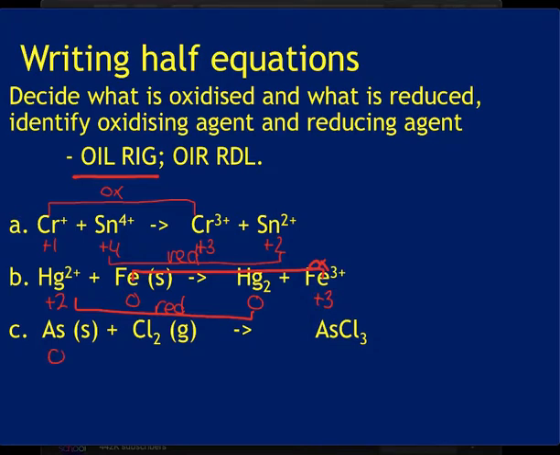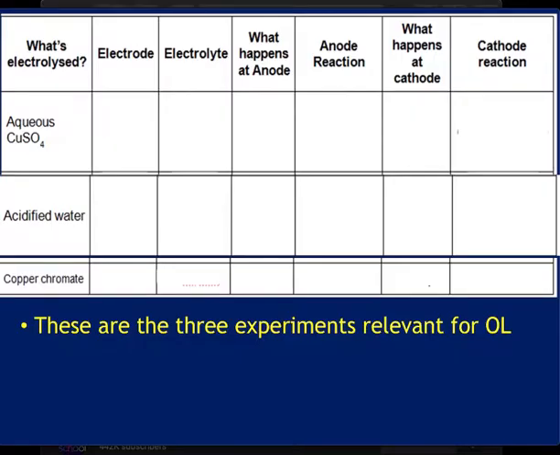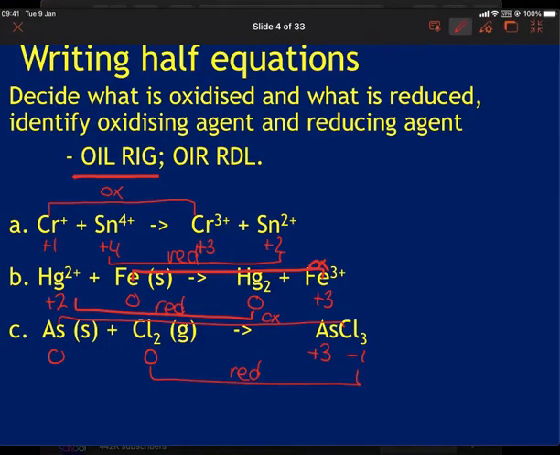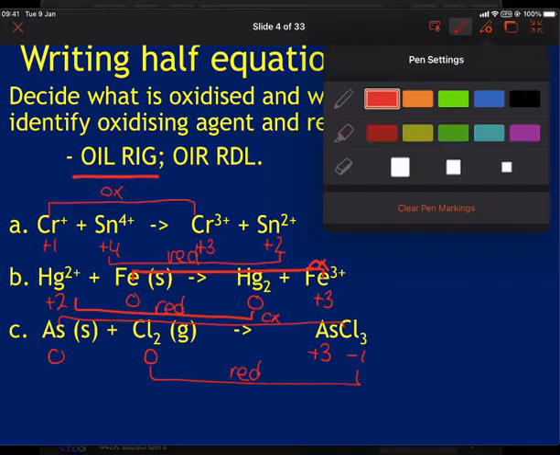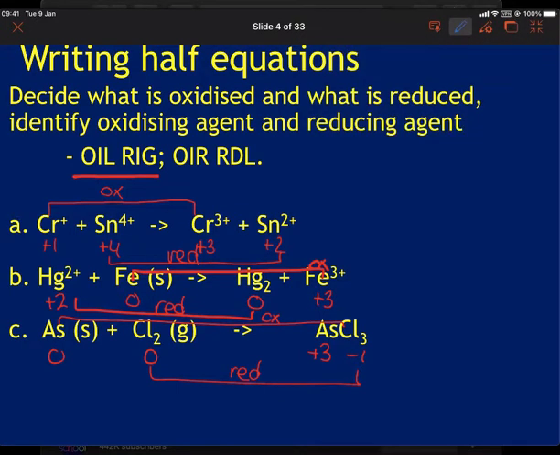So here we have a 0, a 0. This will be minus 1 because it's chlorine. There are 3 of them, which makes it minus 3, which must make the astatine positive 3. So in this case, this is reduced. Chlorine is going from 0 to minus 1, and astatine is going from 0 to plus 3, so that is oxidized.